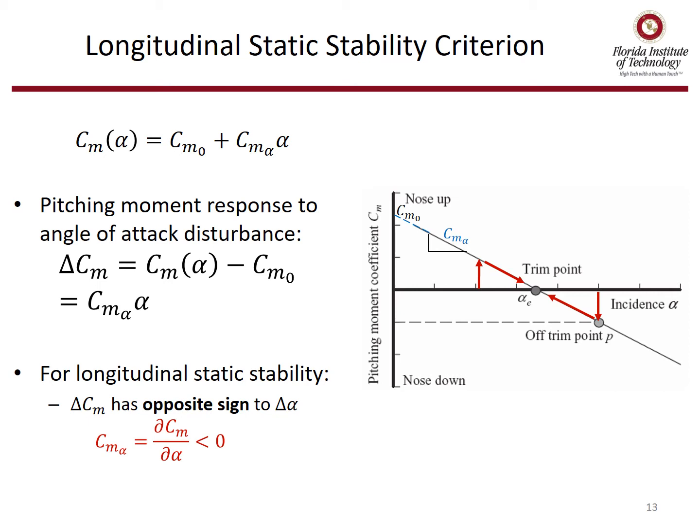Likewise, if I'm at 6 degrees angle of attack and I get pushed to a lower angle of attack like 4, that's the equivalent of going left on the axis from our alpha e. That puts me at a positive pitching moment, which is going to push the nose back up and get back to 6 degrees angle of attack. So whether we look at it from pictures of nose up, nose down, or we look at it on the plot, it's still basically telling us that for positive static stability, that slope, Cm alpha, has to be negative.